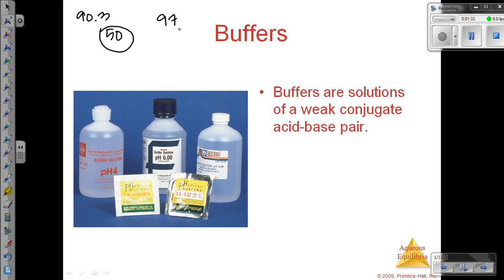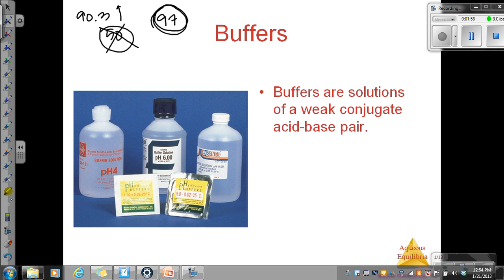And we decide to kind of buffer your grade. We're going to put this 97 in as a test. And this 97 kind of buffers or negates the effect of that 50. And so what happens is your grade comes back up to that narrow range that you're seeking or that you want. Buffers do the same thing in a solution.